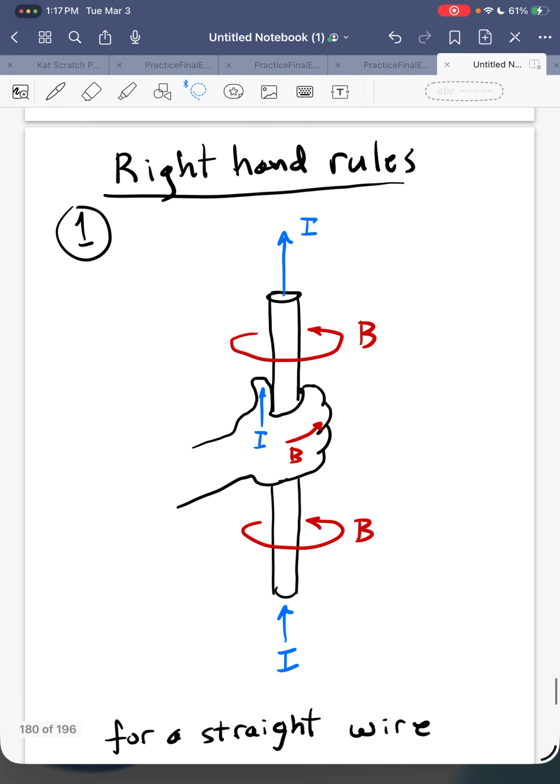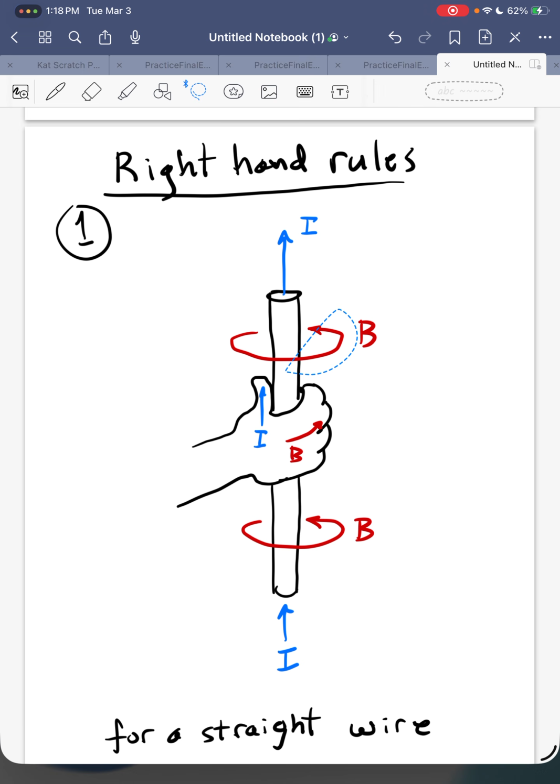Okay, this is rule number one. It relates the direction of current flow, which is given by this blue line. So here we have a wire going vertical. It's got current going from the bottom up to the top. If you grab this with your right hand and point your thumb in the direction of current flow, then your fingers will curl around the direction of the B field. When viewed from above, this would look counterclockwise. So that's how you get the direction of the B field.